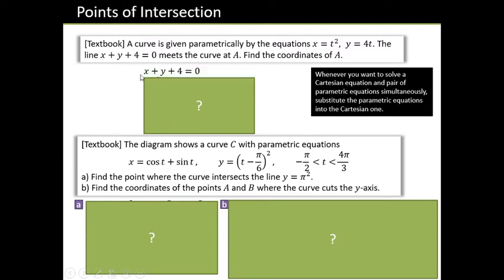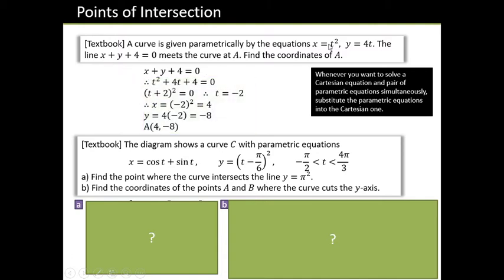So for my x plus y plus 4 equaling 0, I can instead write t squared plus 4t plus 4 equals 0 and solve that as a quadratic. As it happens, it's a perfect square, and we can get that t is equal to -2. Don't forget that you're not finding t, ultimately you're trying to find the coordinates of A, so now you know what that t value is, you can substitute it into your x and y. Let's have a look at another example.